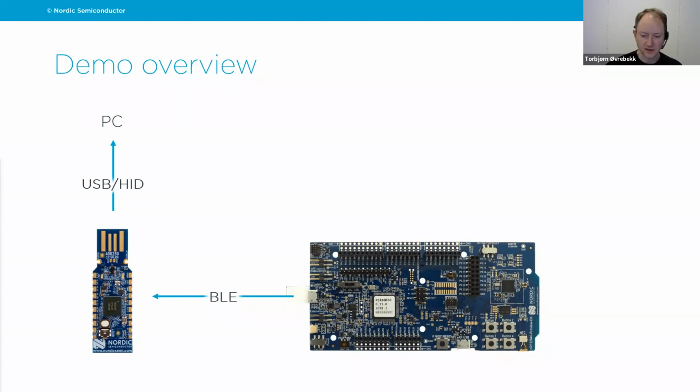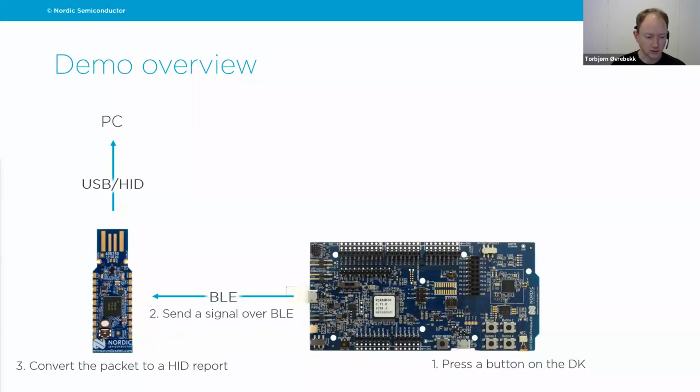And the way we're doing that is that we're using one kit. You can see the kit on the right, where you can press buttons. All the kits come with 4 buttons by default, and we'll use those 4 buttons to send 4 different commands. Then it will send a signal over Bluetooth, which will be received by a dongle. Here it will be converted to a HID report, which is then sent over USB to the PC.